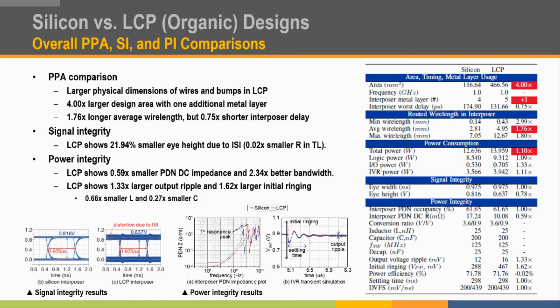Higher ringing and ripple come from smaller inductance and capacitance in the LCP design due to its lower dielectric constant and higher dielectric thickness. These overall comparisons between silicon and LCP designs show the trade-offs in terms of PPA, signal integrity, and power integrity depending on interposer technologies.